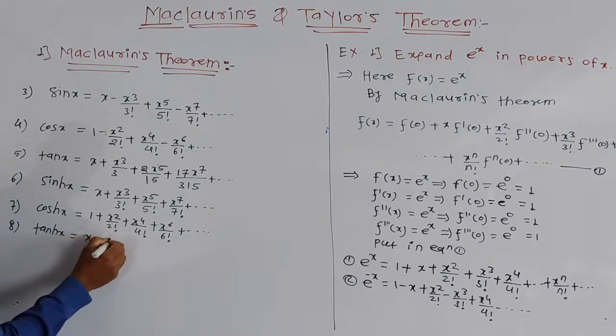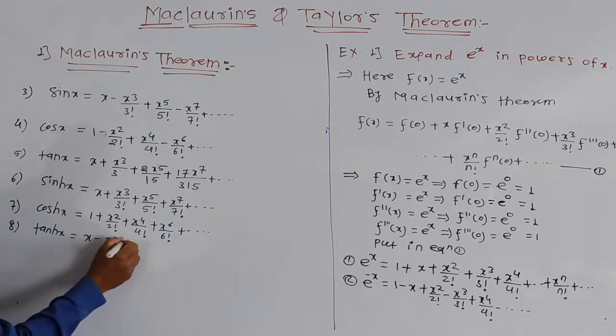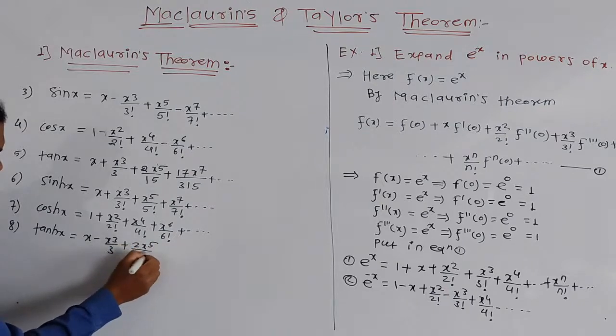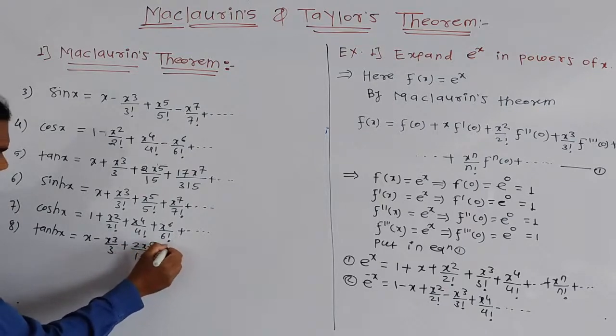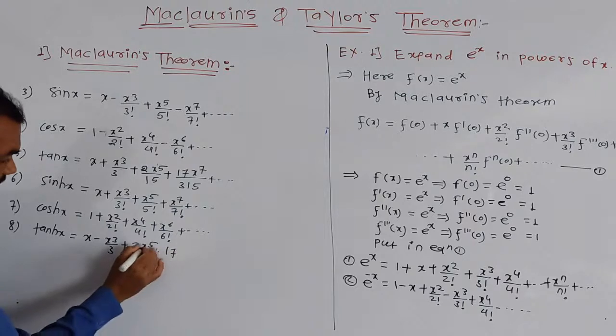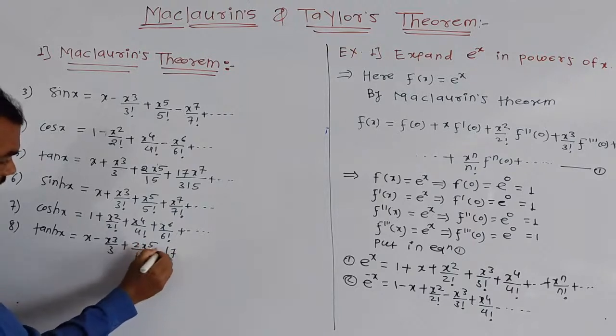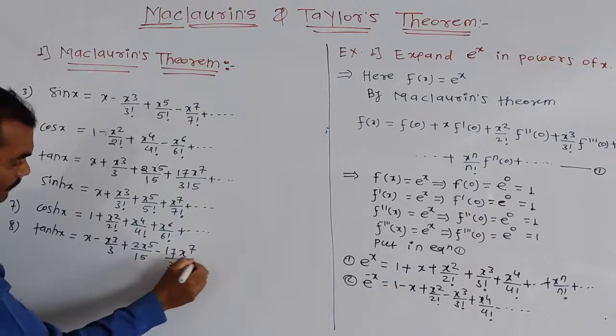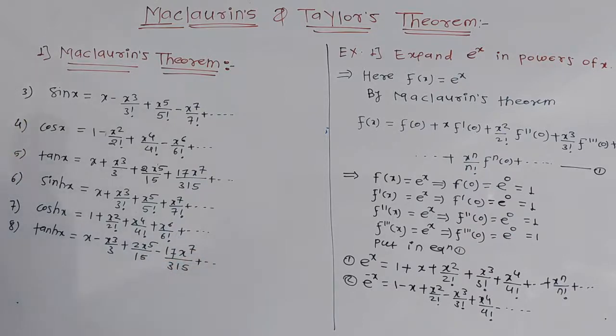x minus x cube upon 3 plus 2x raised to 5 divided by 15 minus 17x raised to 7 upon 315 plus dot dot dot. This is the expansion of tan hyperbolic x.